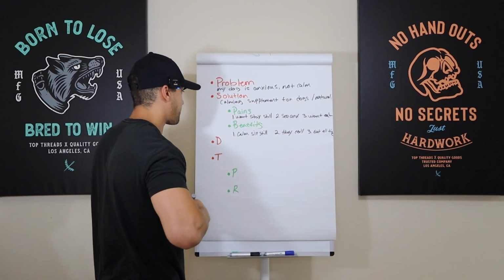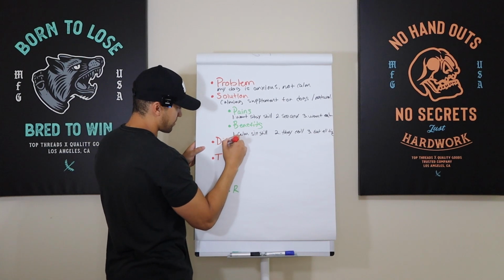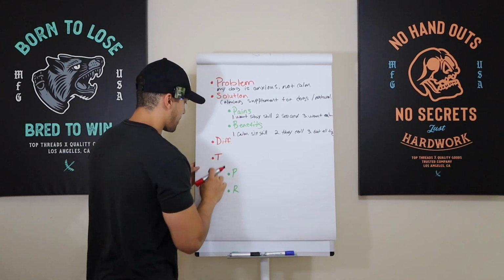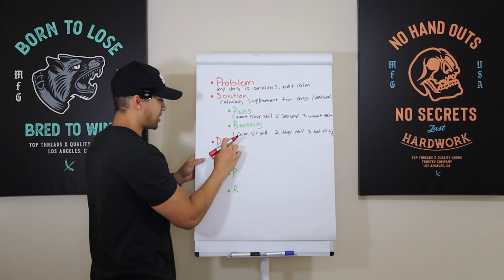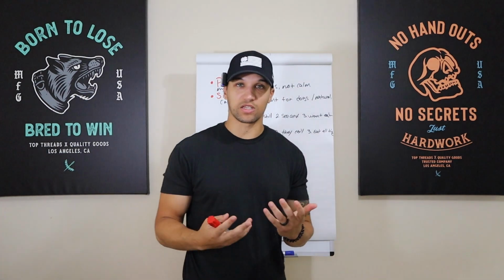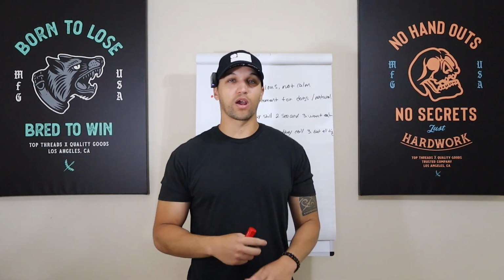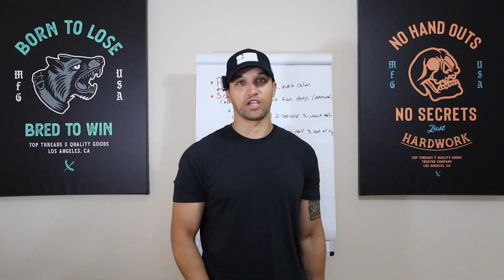Now we need to go to the differentiator. So I'm just going to write diff to save me some space and some brain power. And then we have time, right? So what I mean by differentiator is that if it is a supplement, you're probably in a market that's very saturated. There's going to be a lot of different supplements out there. So what's going to differentiate you, right?